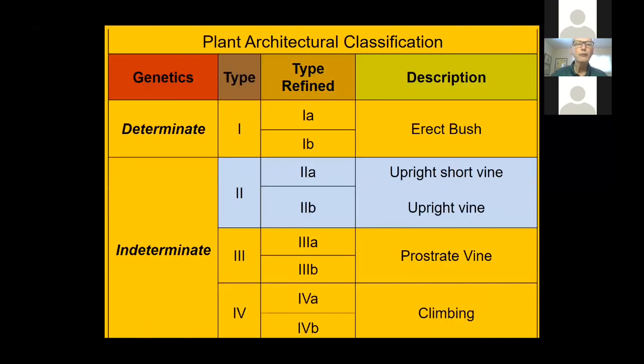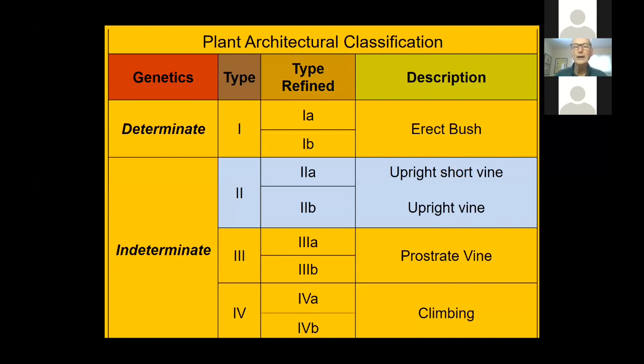So if we are looking here on this slide, on the left, we have two types, the determinate and the indeterminate type. Then we have a number, the grouping 1, 2, 3, and 4. And in many of the variety trials, we indicate what type is available for the various varieties that are indicated in the booklet. So the types are then kind of defined as 2 and 2A, 2B.